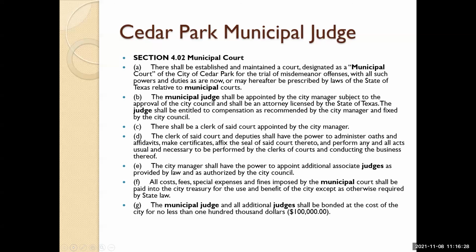Okay, so let's stop this lecture here, and we'll pick up next time looking at judicial conduct and judicial selection.